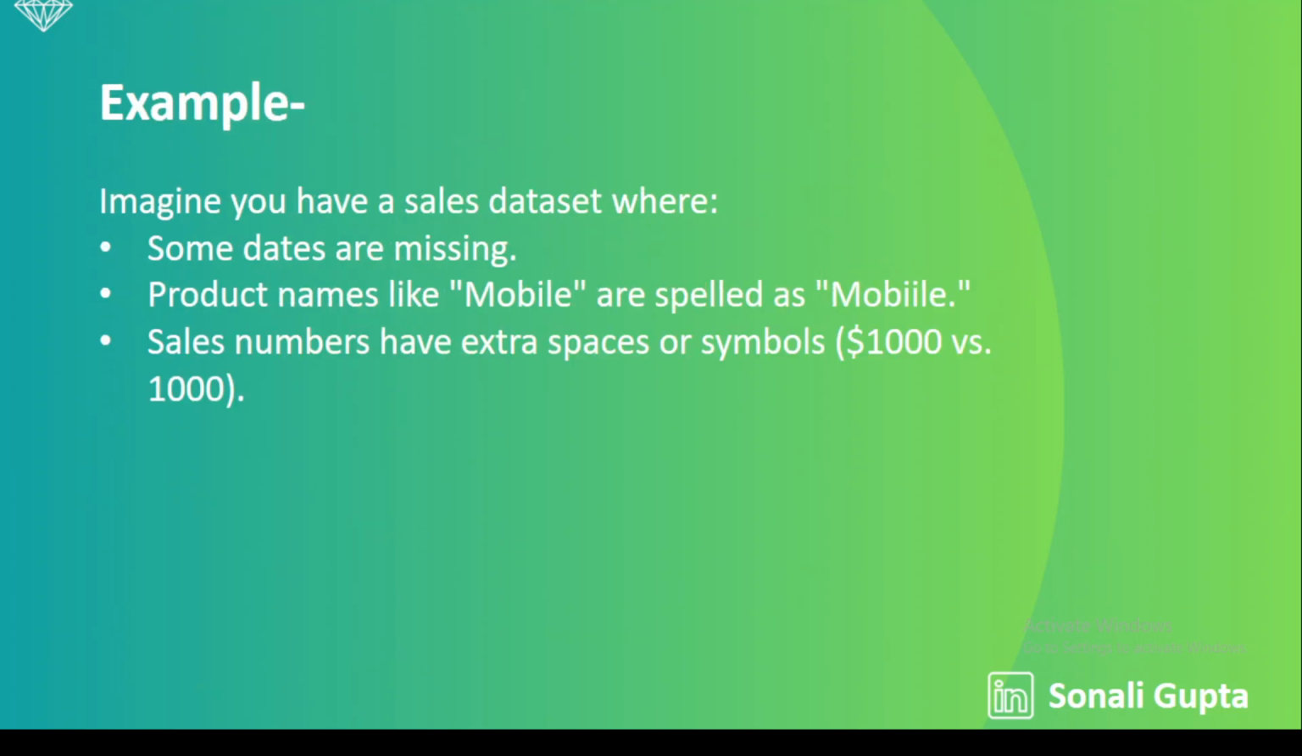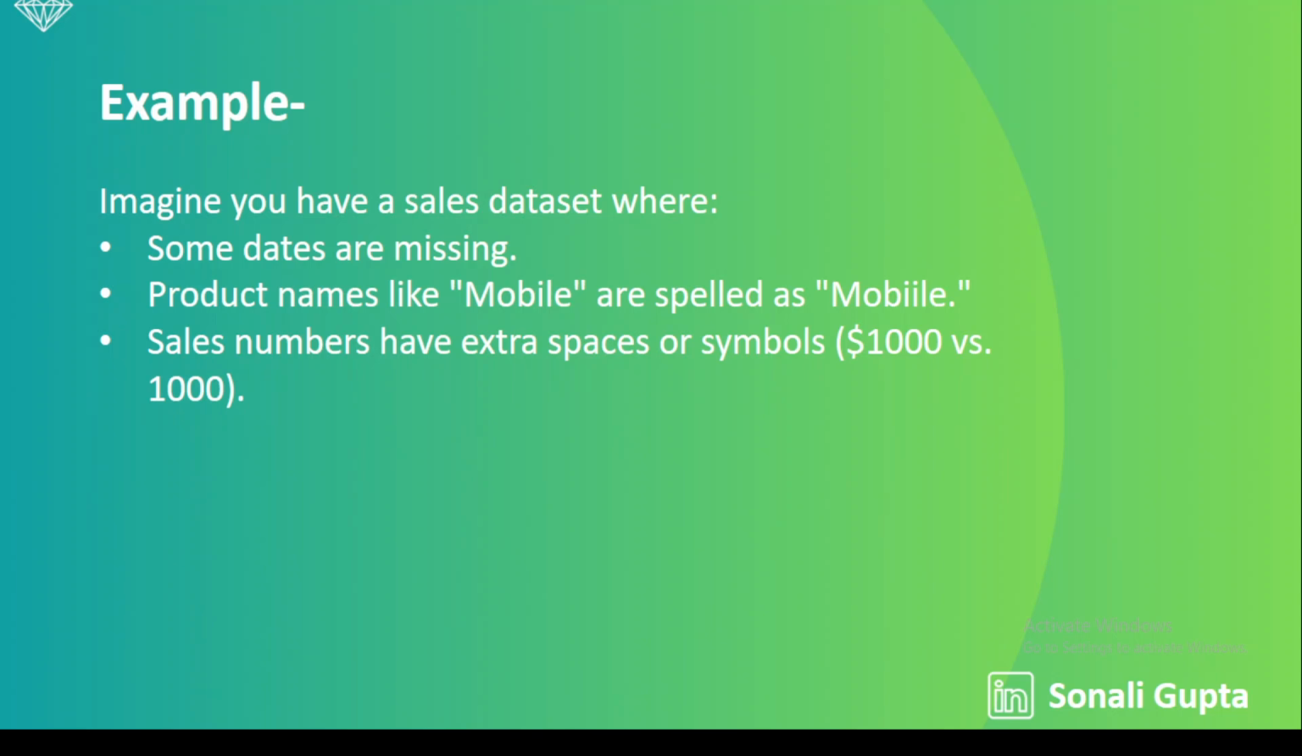For example, if we consider sales data, and some dates are missing, we have to correct them. Some product names are not correctly formatted, like some are spelled as Mobile and some as mobile, so we have to make them consistent. These are all the steps we need to perform for our data cleaning.